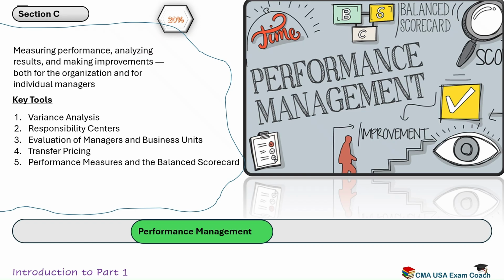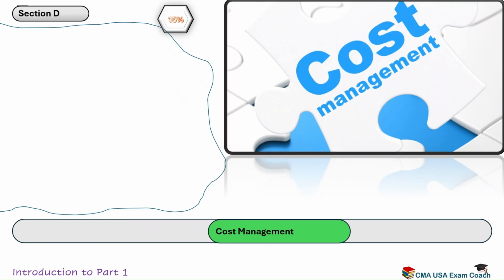So, in short, Section C teaches you how to measure success, understand variances, and evaluate both people and processes to keep the organization on track. It's about accountability, improvement, and alignment with strategic goals. Let's move forward to Section D, Cost Management.